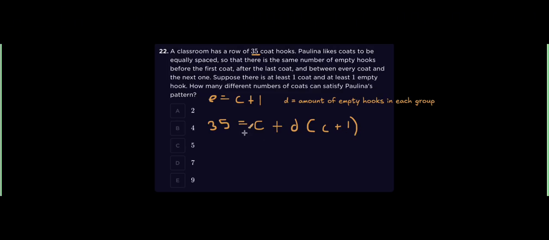Why? C is the amount of filled up hooks, the amount of hooks with a coat on it. That makes sense. D is the amount of empty hooks in each group, and C plus 1 is the amount of groups. So if we multiply the amount of empty hooks in each group with the amount of groups, we're going to get the total amount of empty hooks. And coats plus empty hooks is equal to the total amount of hooks, which is 35. Expanding the brackets, I can get C plus CD plus D is equal to 35.